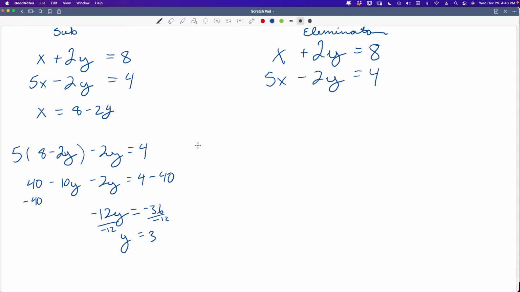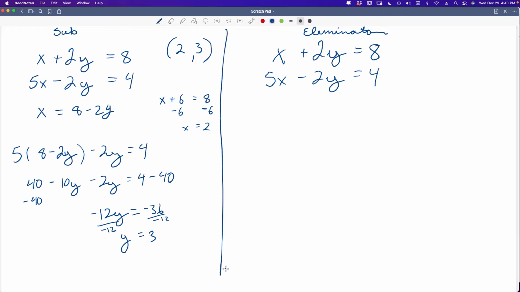Right? So now we know that the y is 3, but then we had to go back and sub it in to figure out what x was. So if we use the original term, if y is 3, then we say 2 times 3 is 6, right? So it'd be x plus 6 equals 8. Subtract 6 from both sides, x would be equal to 2. So our answer would be 2 and 3, right? That's what we get from the substitution method.